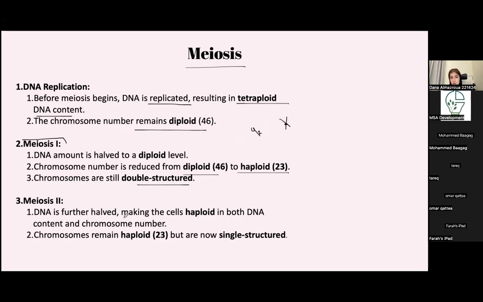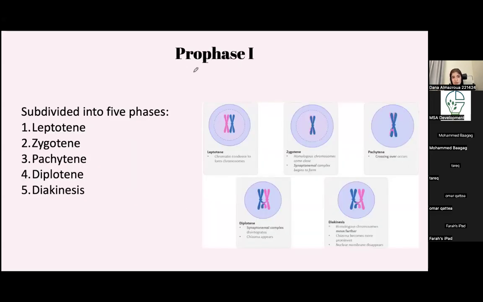And then in meiosis II, everything will be haploid. So the number of chromosomes is now 23, and the number of chromatids would be 23. So this is the end result. We'll explain how this happens in more detail. So the first phase of meiosis is known as prophase.